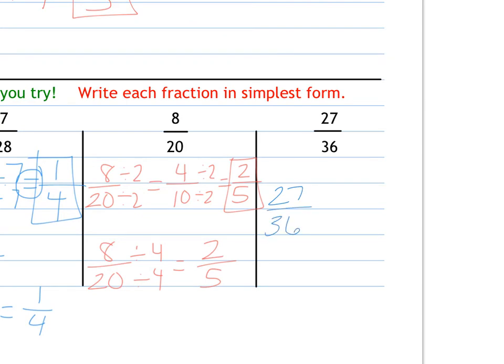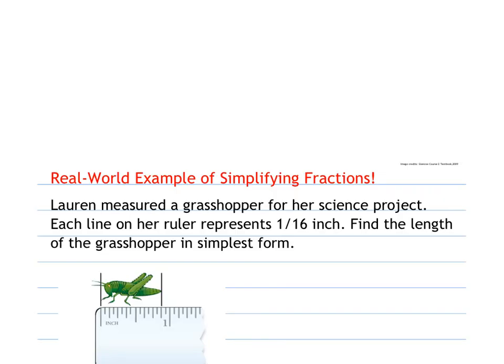27/36. I recognize that 9 is a factor of 27 and it's also a factor of 36. So I get 3/4. Yeah, some of you might have picked 3 right away and then divided by 3 again, and that's fine. I chose to use the greatest common factor.